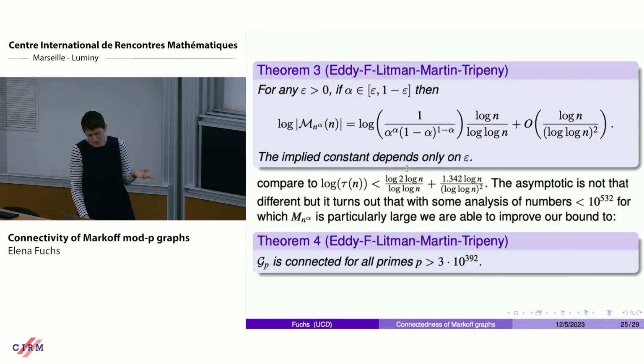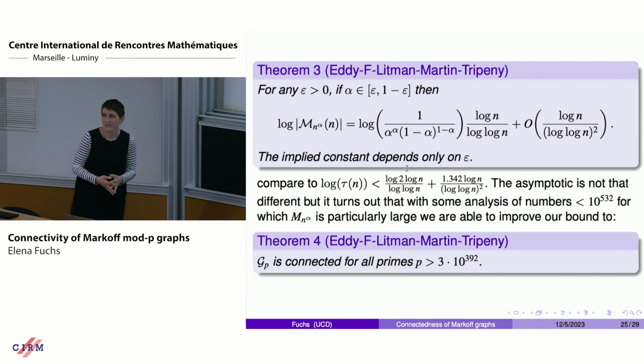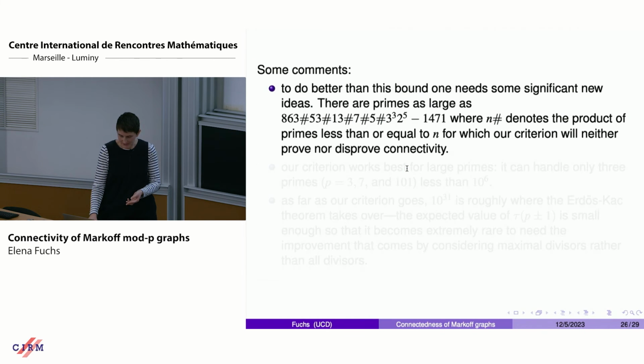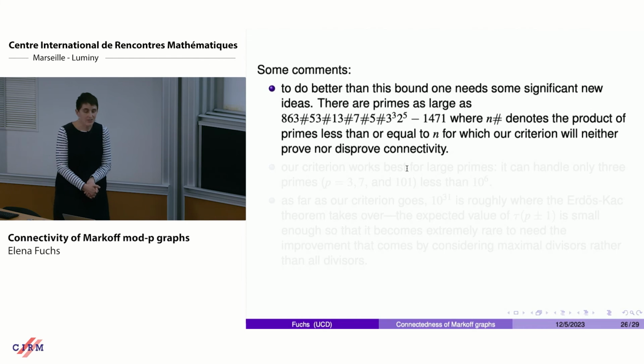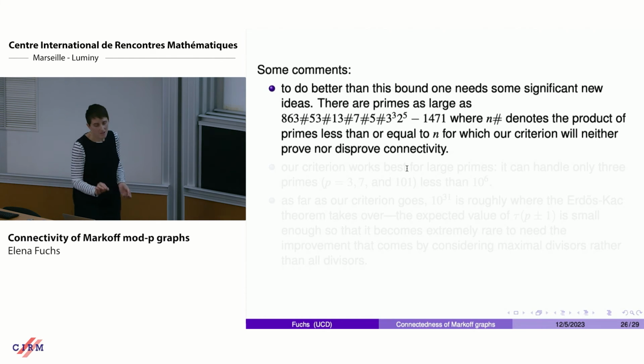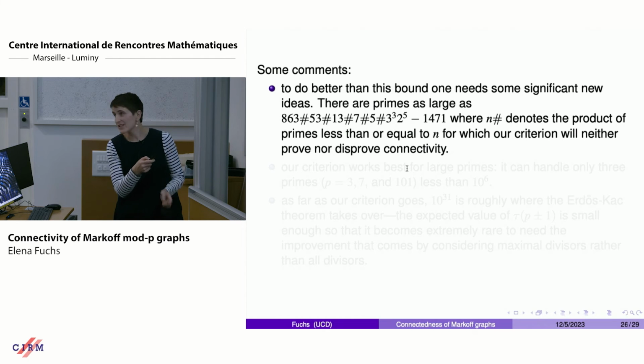So it's not a great improvement as far as any sort of, it's not like we can suddenly now check all the primes less than 10 to the 392, or we couldn't check it for 10 to the 532, but it's an improvement, right? So it's 140 orders of magnitude. It is, yeah. But in practice, it doesn't get us any closer to showing all primes are connected somehow. So some comments about that. To do better than that bound, you're going to need some significant new ideas. So we know that there are primes as large as this weird thing, which, what is that? So first of all, it's roughly like 10 to the 392.